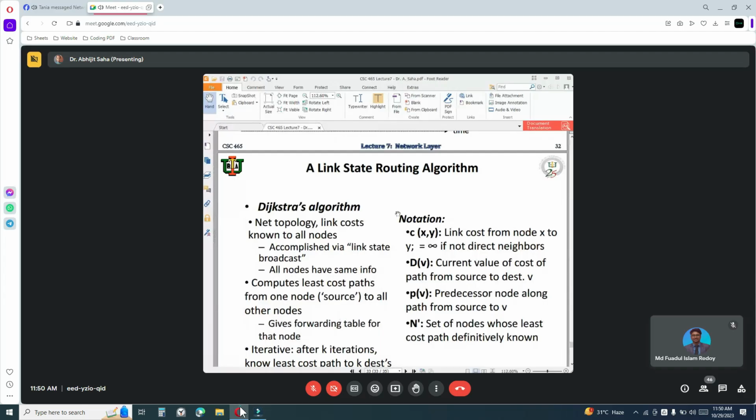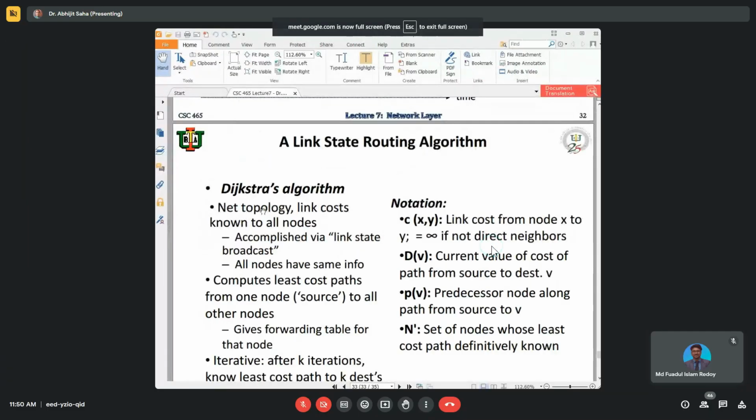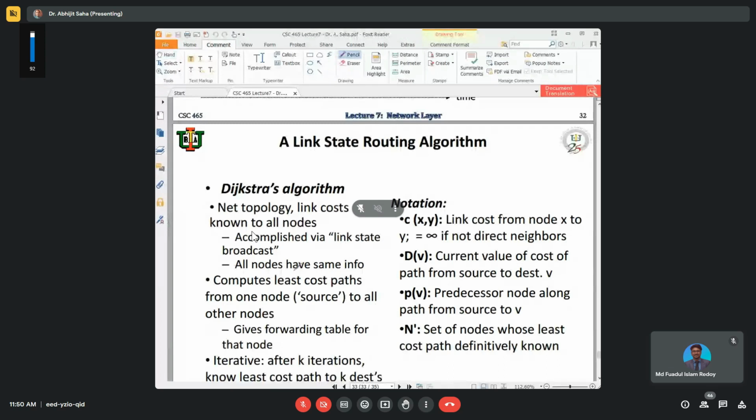In the link state routing algorithm, we are going to study the Dijkstra algorithm. In the case of the Dijkstra algorithm, the network topology and link costs are known to all nodes.